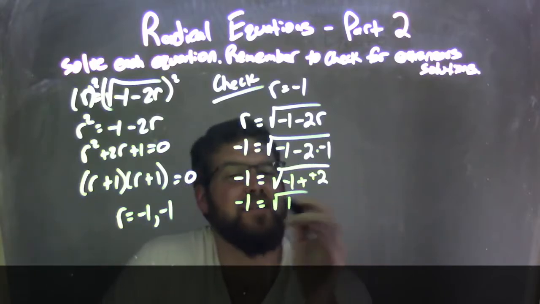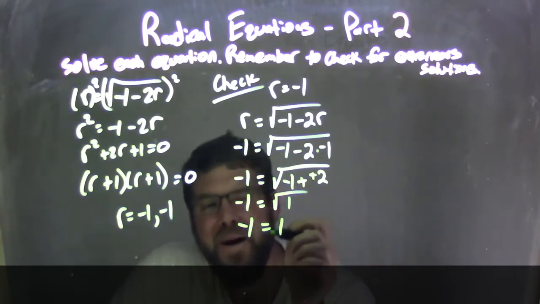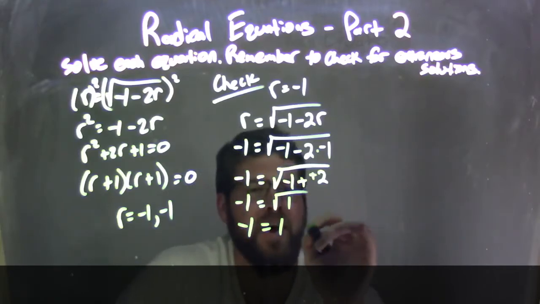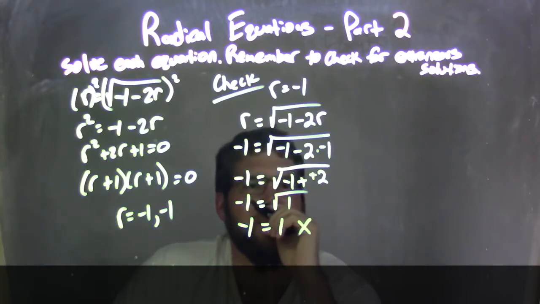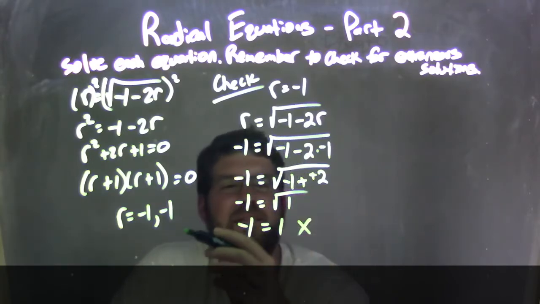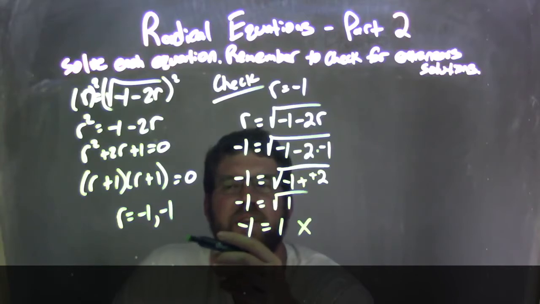Square root of 1 is a positive 1. Negative 1 equals a positive 1. Fantastic. But except the negative 1 does not equal a positive 1. That's incorrect. And so, since it's incorrect, that means that's an extraneous solution. So negative 1 is an extraneous solution.